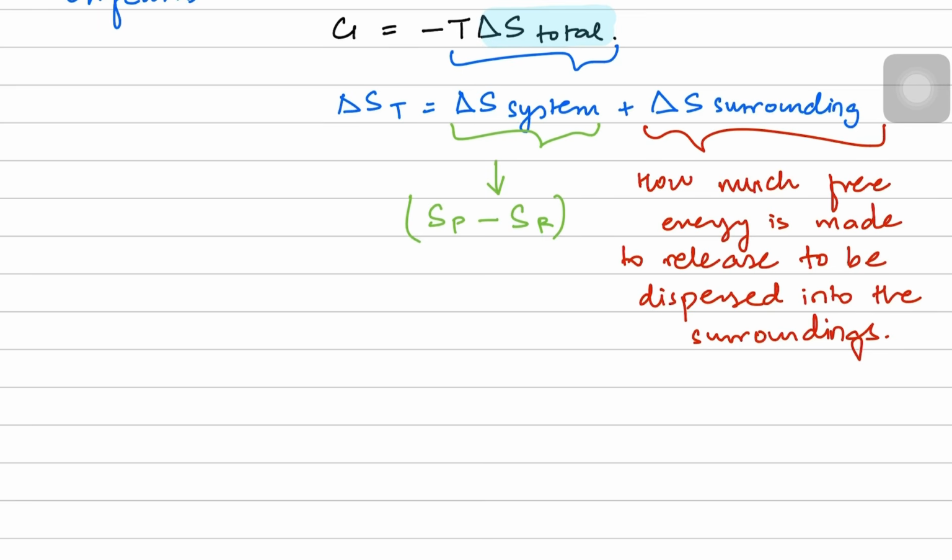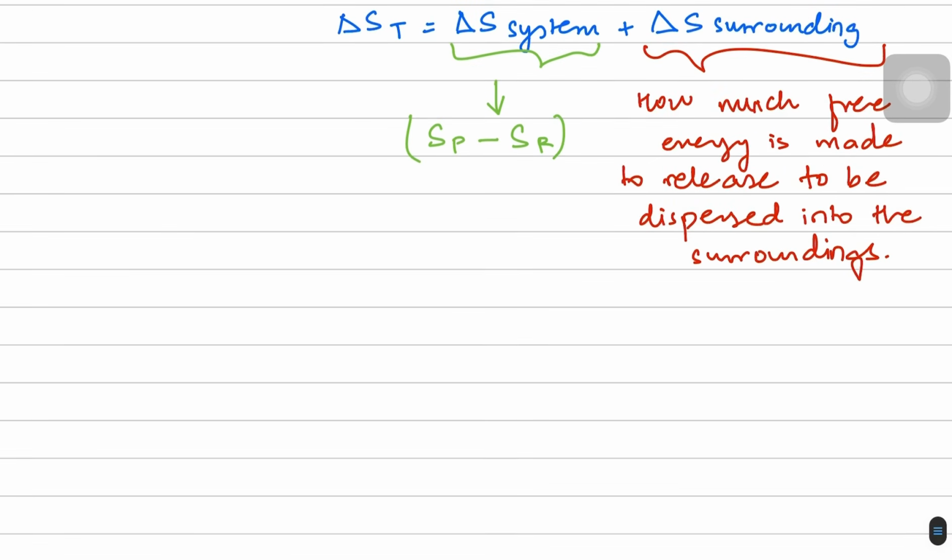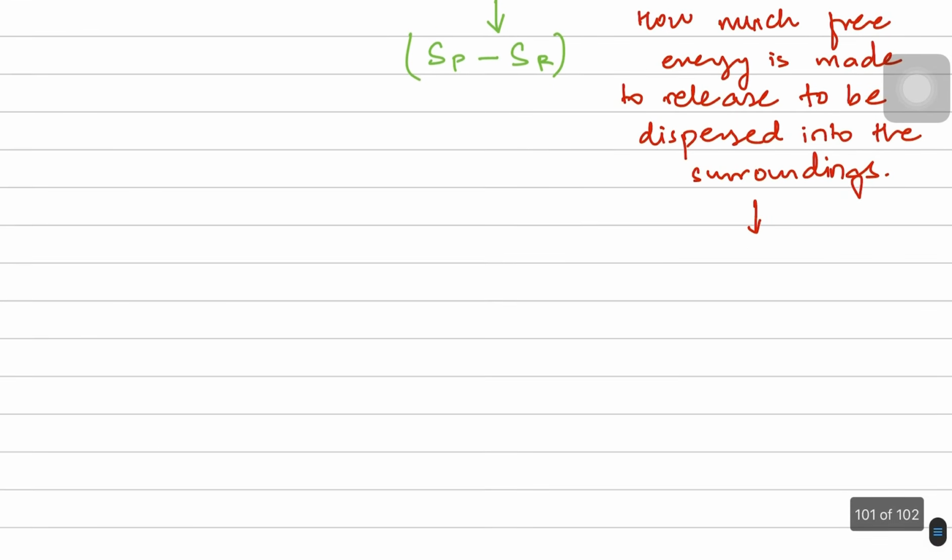Now without even mathematical calculation, we can know that if it's an exothermic reaction, it's releasing more energy, so more energy will go out and disperse into the surrounding. And if it's an endothermic reaction, it's absorbing energy, so less energy will go out and disperse into the surrounding. But how do we calculate that mathematically? For that we have the formula that entropy change for surrounding is equal to negative enthalpy change divided by temperature.